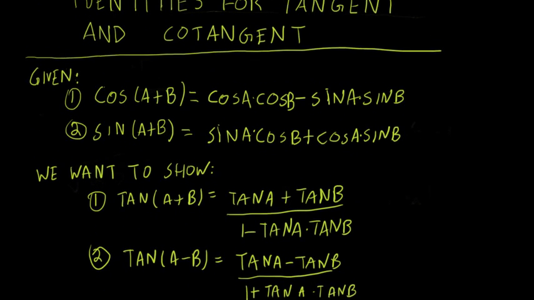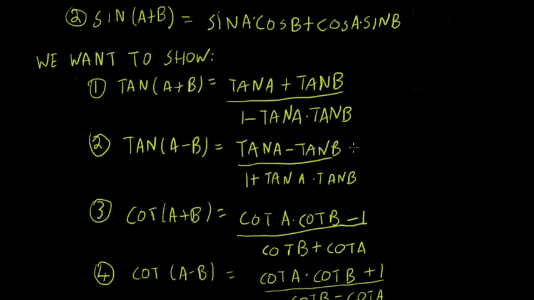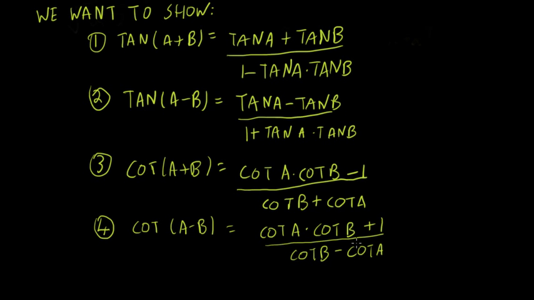And what we want to do is show that the tangent of A plus B is equal to this expression here. The tangent of A minus B is equal to this expression here. The cotangent of A plus B is equal to this expression here. And the cotangent of A minus B is equal to this expression here.